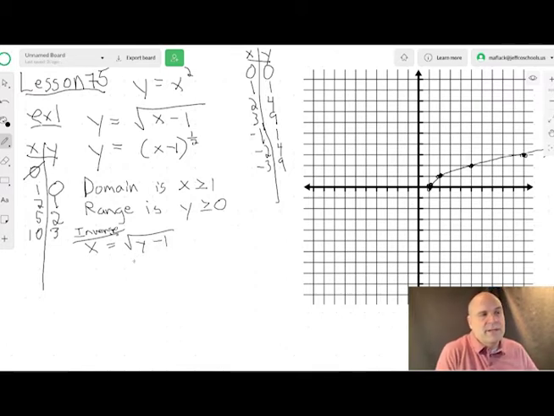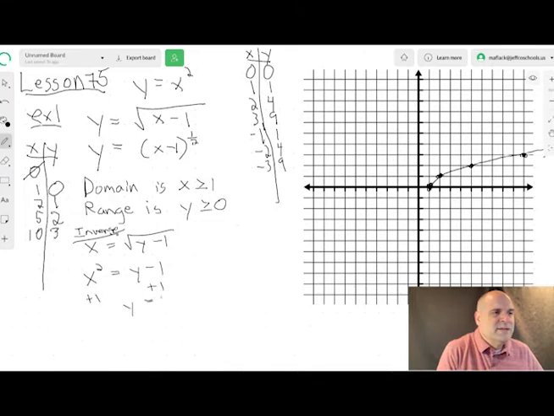So how do we get y by itself? Well, first of all, we have to break it out of this cage. So how do you get rid of a radical? Well, we do the opposite. So we're going to square both sides. x squared equals y minus 1. Now the easy thing is to get rid of that 1. So add 1 to both sides. So y equals x squared plus 1.